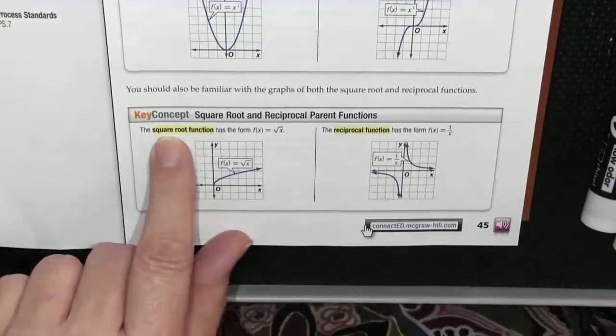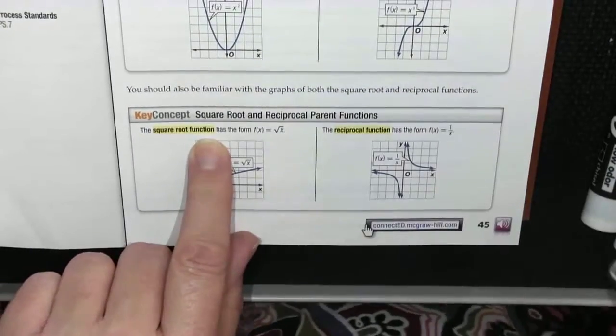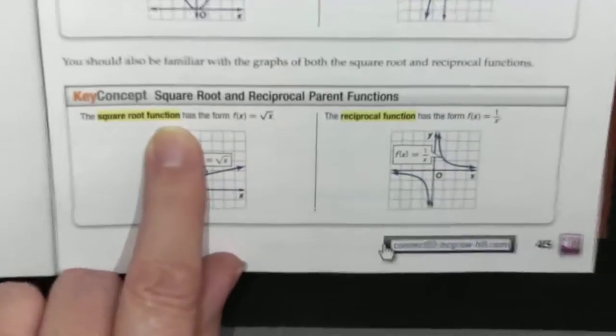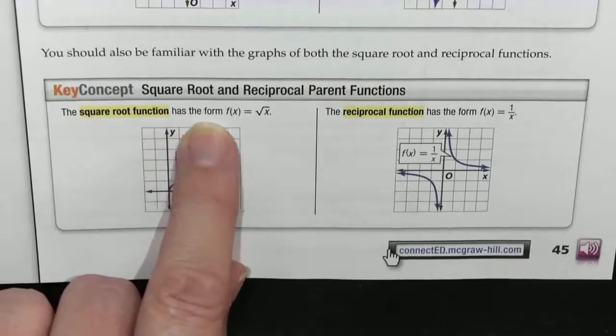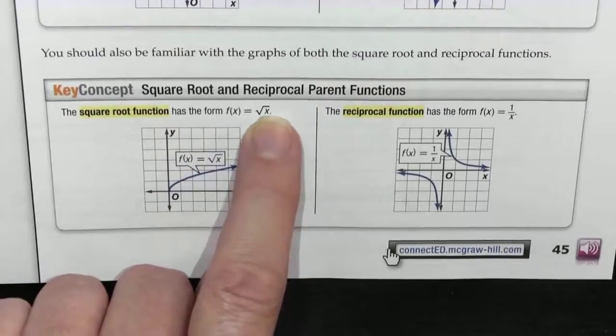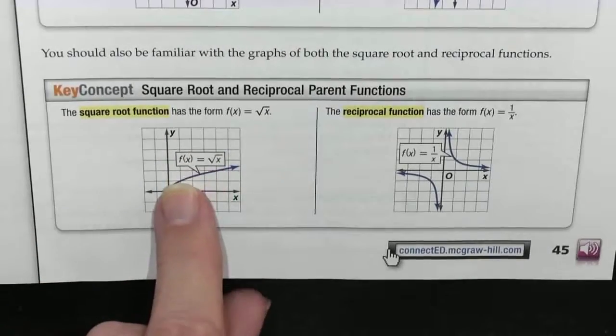Okay, now we have the square root function, and let me see if I can make this a little bit bigger. Okay, the square root function has the form of f of x equals the square root of x.